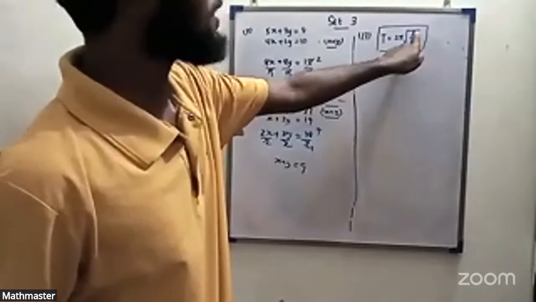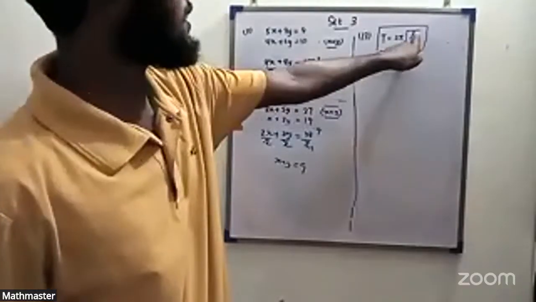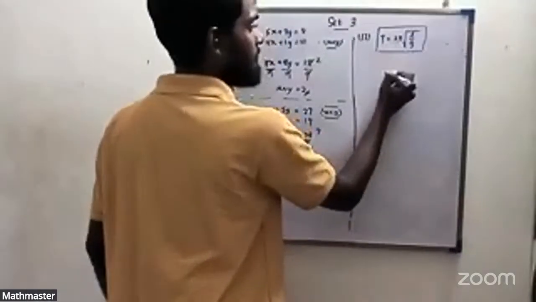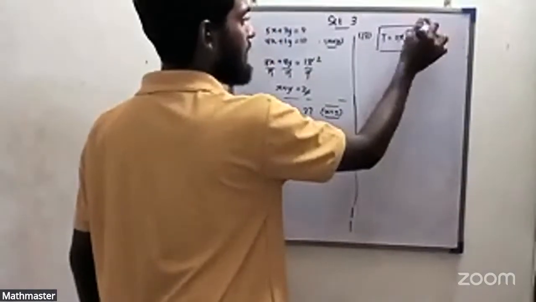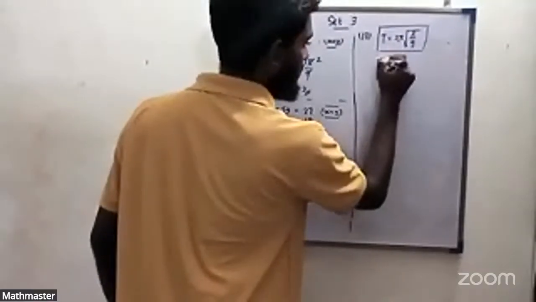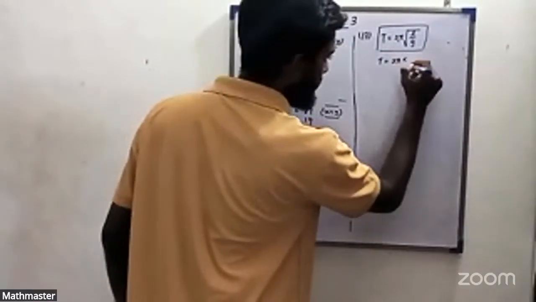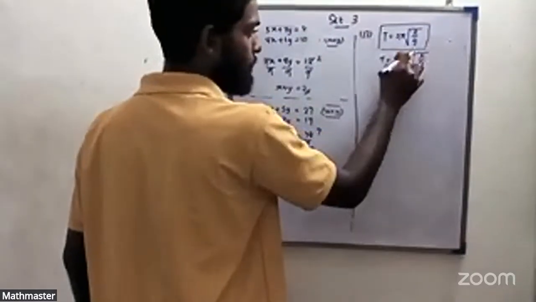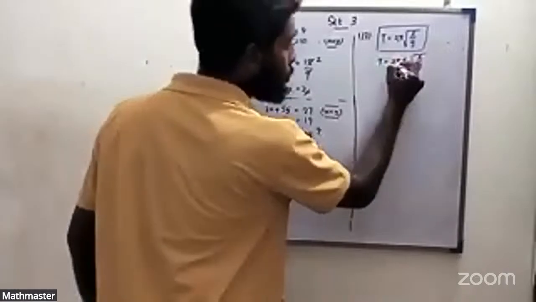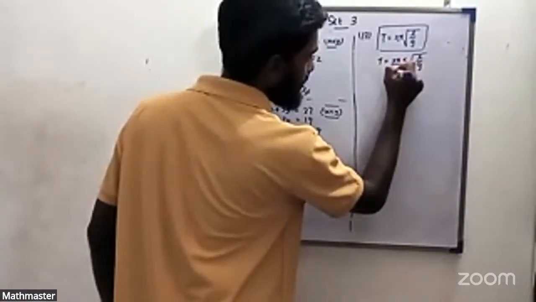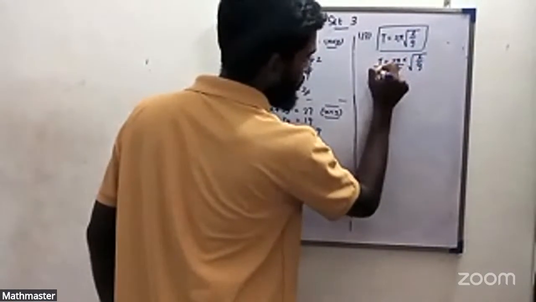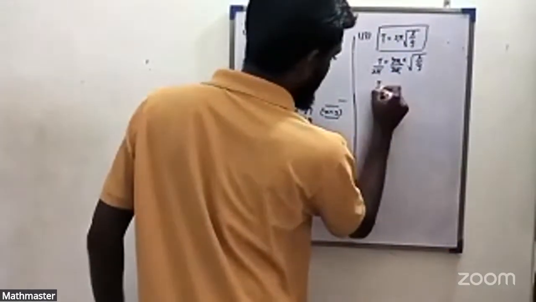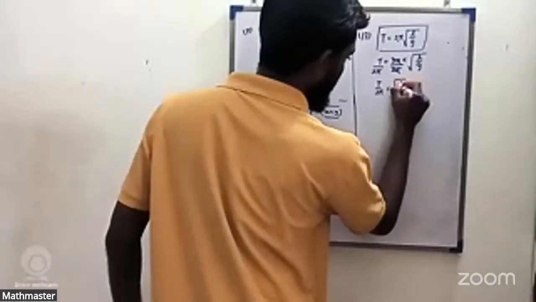First of all, you have to remove all the elements which are closer to this L. What is it? The closest one is 2 pi. So T equals 2 pi times root L over G. For this L, this 2 pi is multiplied. So to remove this 2 pi, you have to divide both sides by 2 pi. Then 2 pi cancels. Here T over 2 pi equals square root L over G.